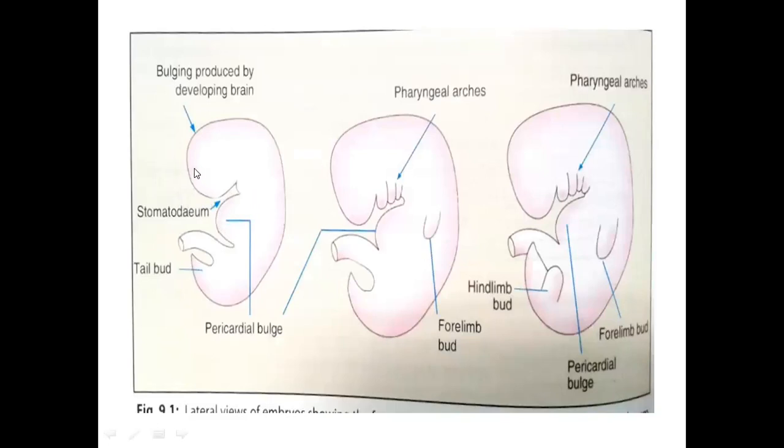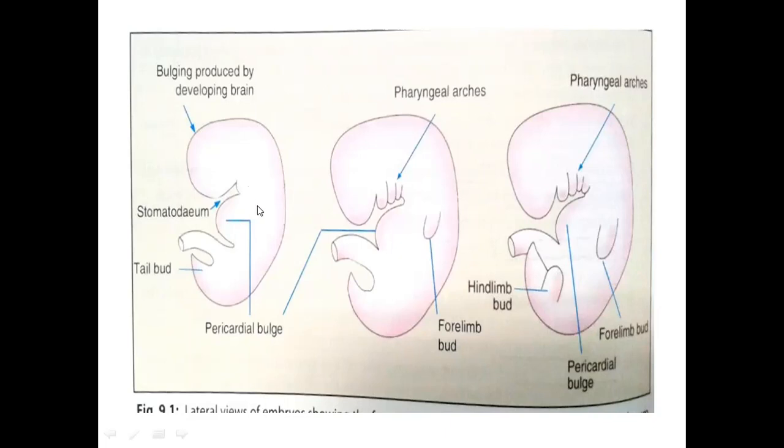Between these two big bulgings, you can see this is the stomatodium, the future mouth. The buccopharyngeal membrane is somewhere here, and it gets ruptured and broken down, and that communicates the oral cavity with the rest of the GI tract, as we have seen: foregut, midgut, and hindgut.